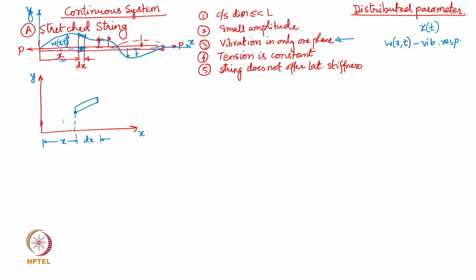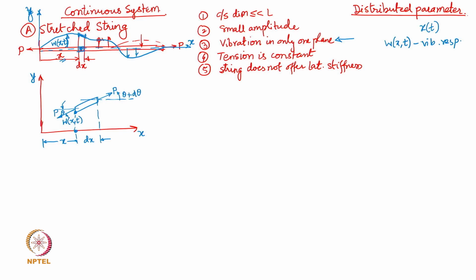Now this response is going to be shown here as w(x,t), and this small element of the string is obviously going to be in equilibrium under the forces which act on it. So the constant tension P which acts on the string is shown here. Now at this end, the angle made by the tension in the string is theta, and as the string vibrates, at the other end at a distance dx from this point the slope might change, and that small incremental change in the slope is d theta that I am going to define.